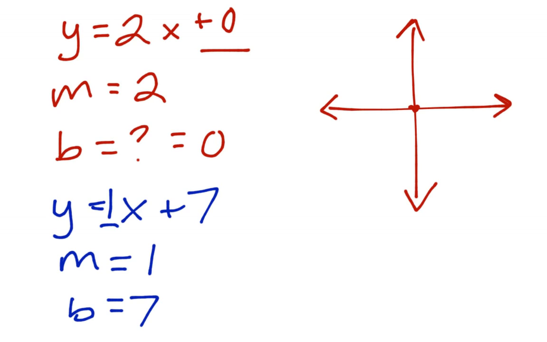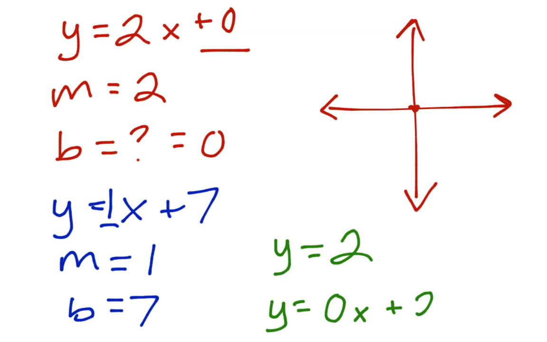Finally, another one that might be a little confusing to you is, what if you see y equals 2? Well, there is no x term. Or is there? Is this not the same thing as y is equal to 0 times x, which is just 0, plus 2? So 2 would be the y-intercept, and 0 is the slope. Meaning this would be a horizontal line that passes through 2 on the y-axis.